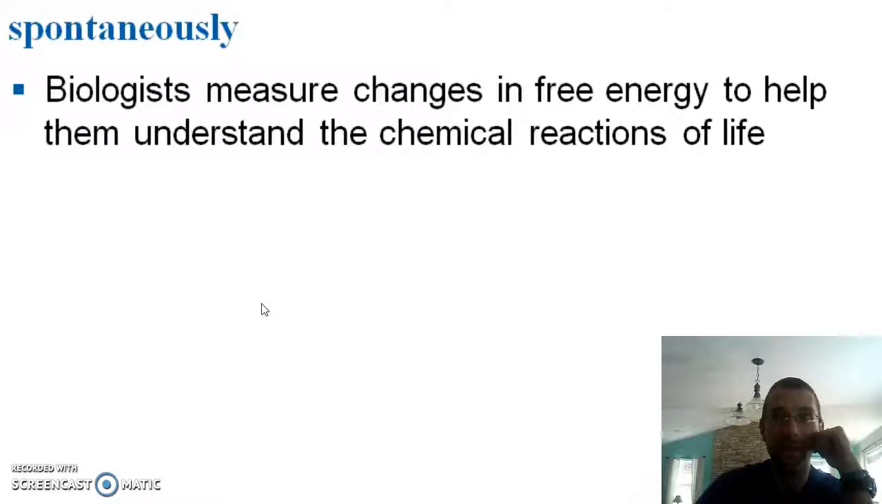Free energy relates to the energy of starting reactants and final products, and whether we see spontaneous reactions, as in exothermic or exergonic reactions, versus endergonic or endothermic reactions.